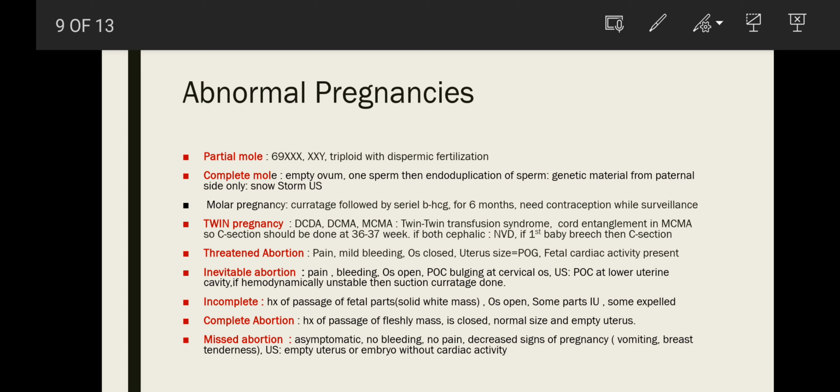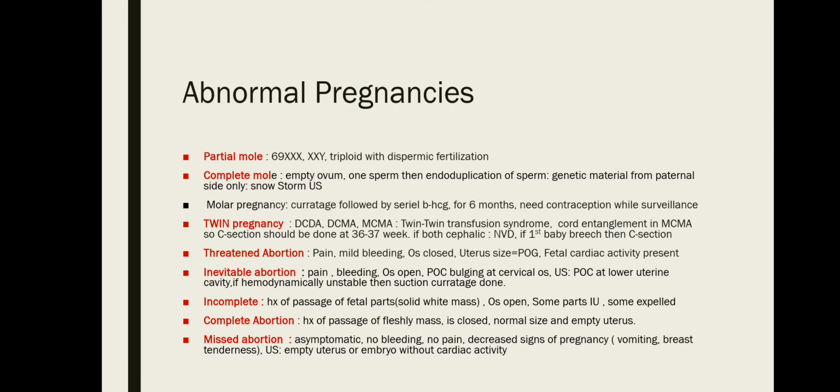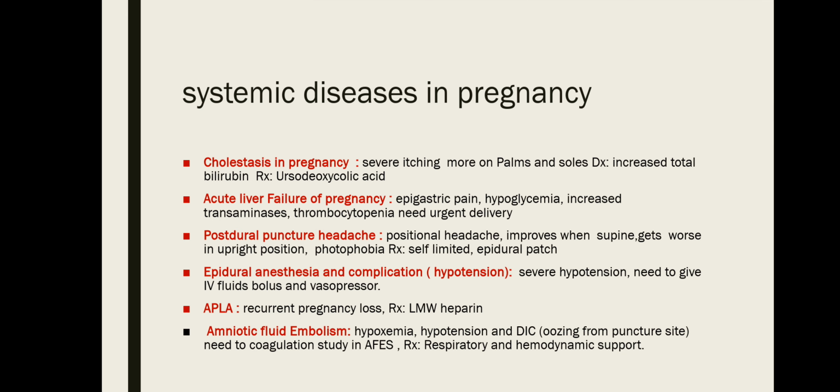Alright. Then let's discuss systemic disease in pregnancy. In intrahepatic cholestasis of pregnancy, there is severe itching on the body, including palms and soles, and diagnosis is made by increased total serum bilirubin level. For treatment, we give ursodeoxycholic acid. In case of severe itching in cholestasis of pregnancy, we give ursodeoxycholic acid.